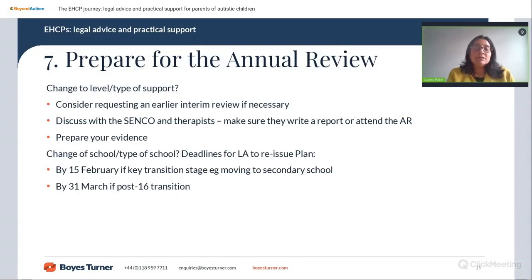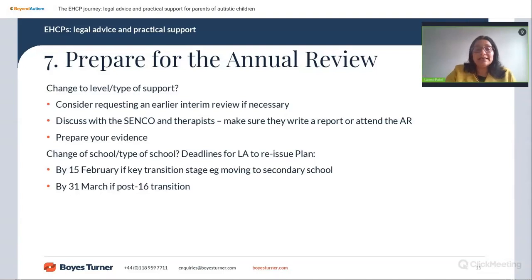You may want to discuss with the SENCO and therapist to make sure that they are preparing a report and attending, or at least invited to attend the annual review and produce a report. And as I said, prepare your evidence. And you as parents may want to do that in writing, so it's in writing and can be shared with the local authority with the annual review papers.